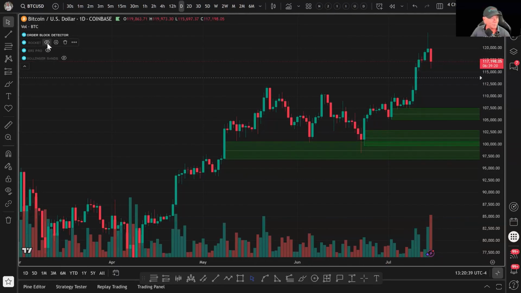Where was I? What else do we have here? I'm going to show the rocket. There's no rockets on this chart. The ERI. Let's talk about the ERI for a second. This was an accidental discovery. It's called the early reversal indicator.